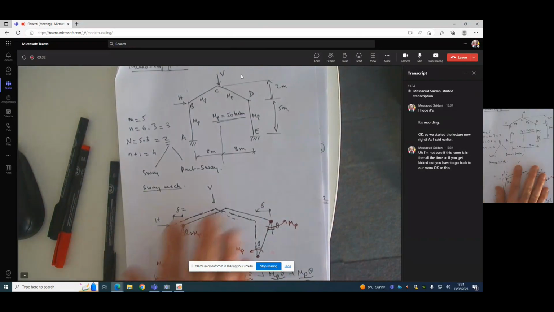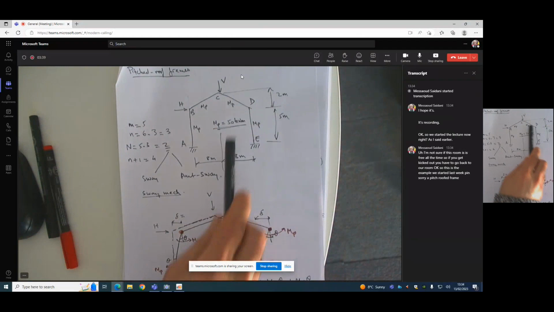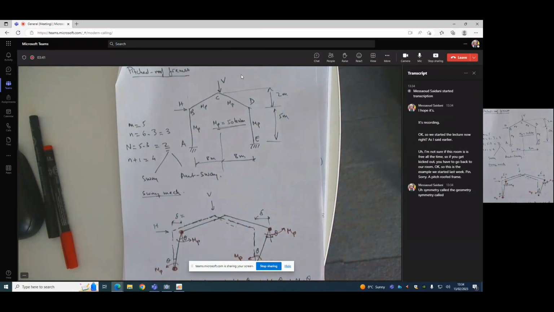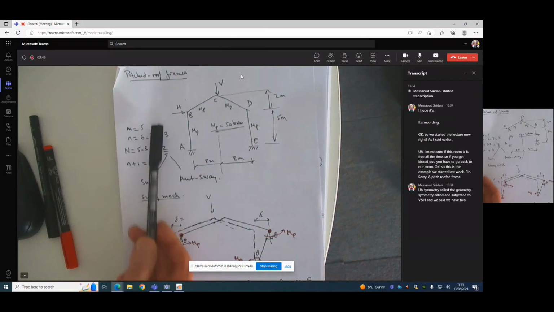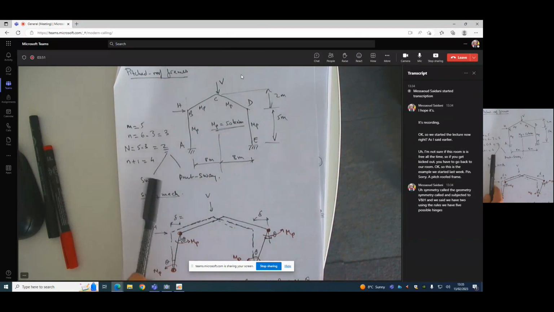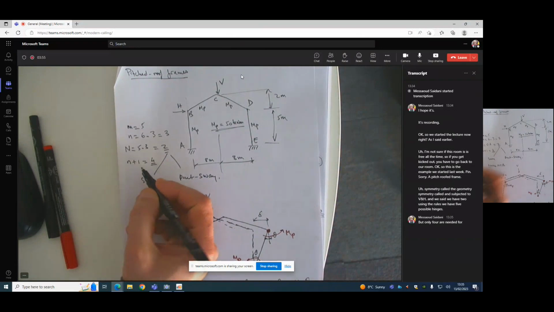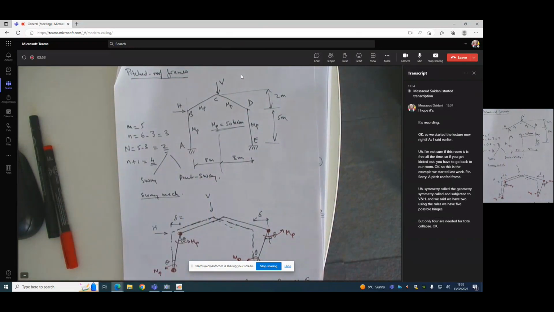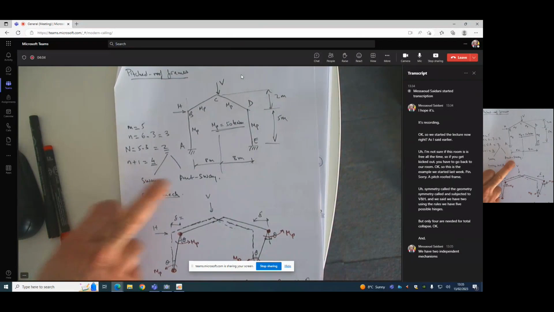So this is the example we started last week. A pitch roofed frame, symmetrical, the geometry is symmetrical, and subjected to V and H. And using the rules, we have 5 possible hinges, but only 4 are needed for total collapse, okay? And we have 2 independent mechanisms, sway and part sway.